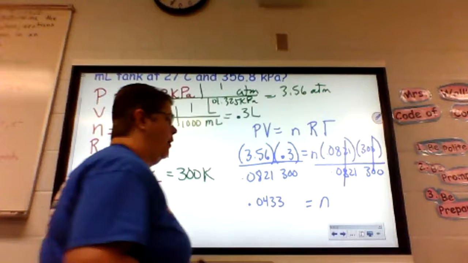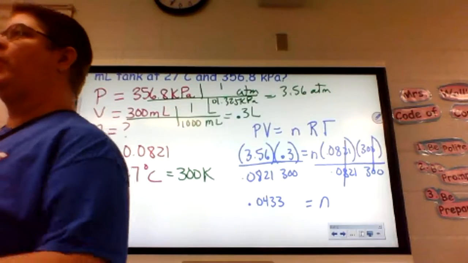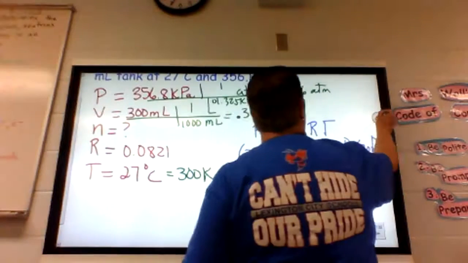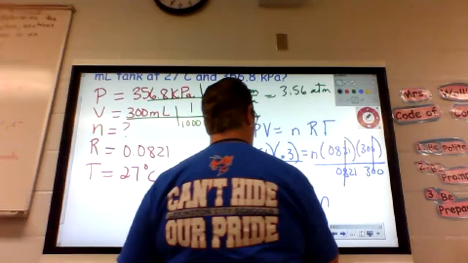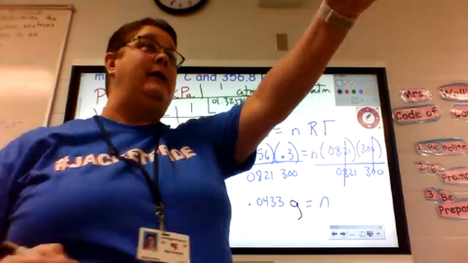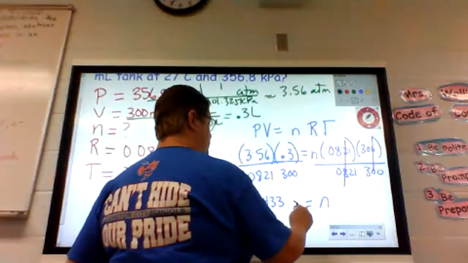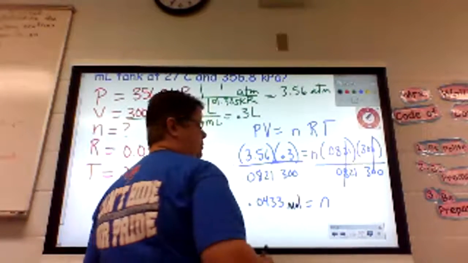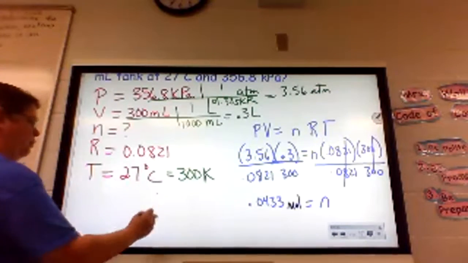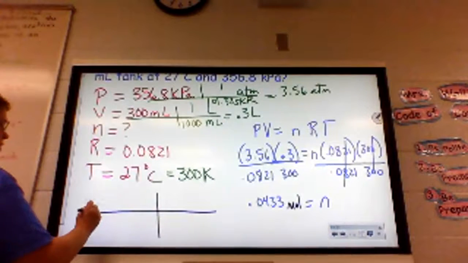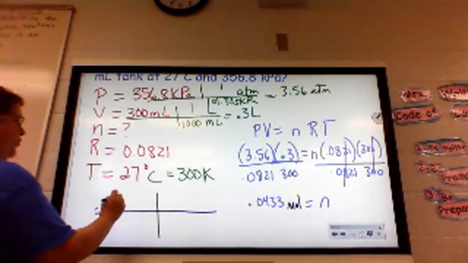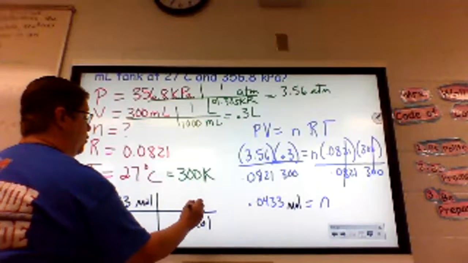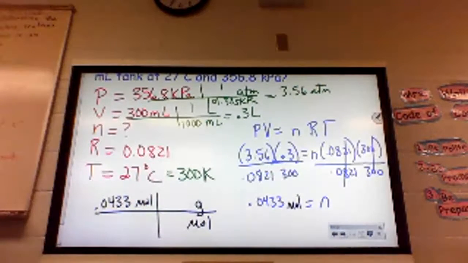All right, now this is the hard part for most people. This is where we go wrong. What is n? People go, oh, that's grams. It's what? n is moles. So you got to remember that's moles. So now you have to take your 0.0433 moles and change moles to grams, because I asked for mass, which we all know how to do.